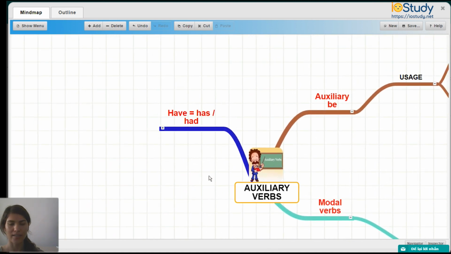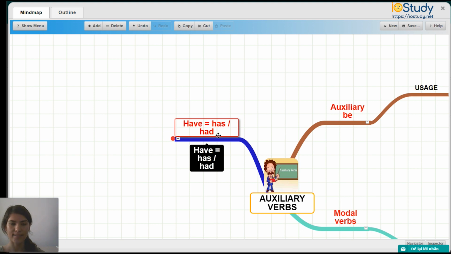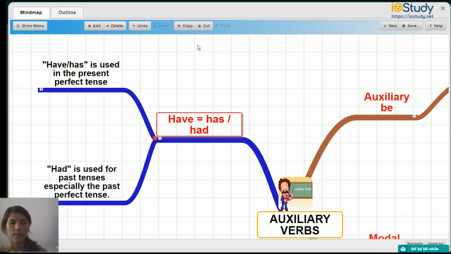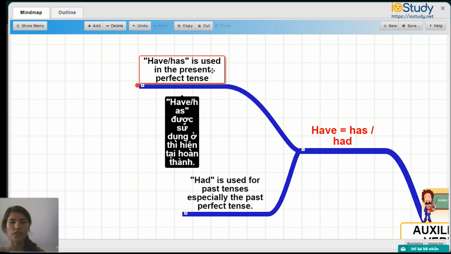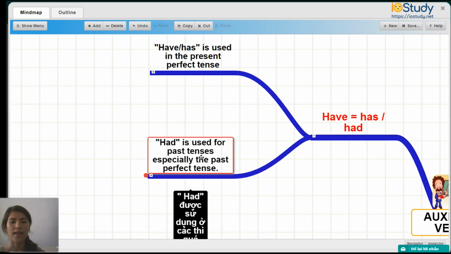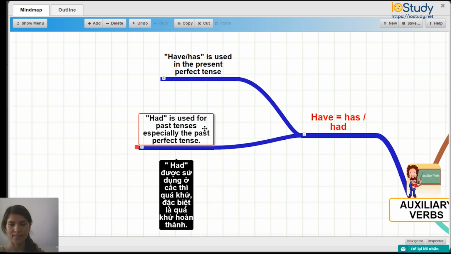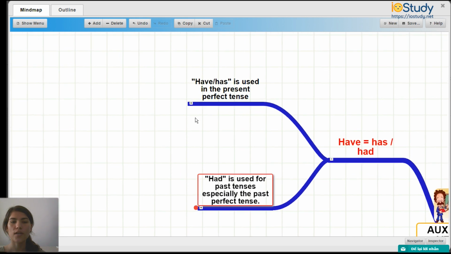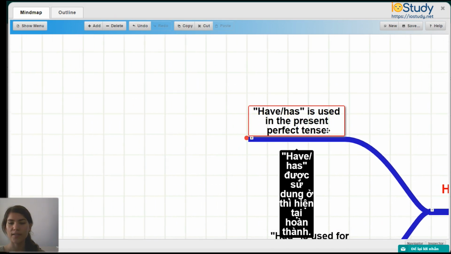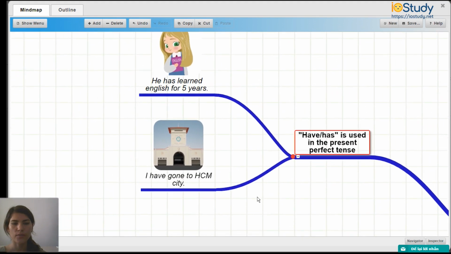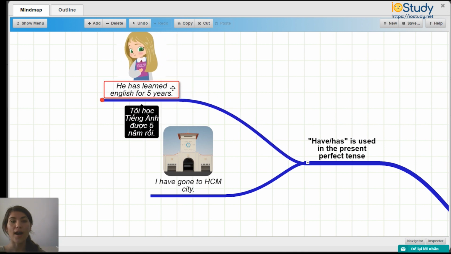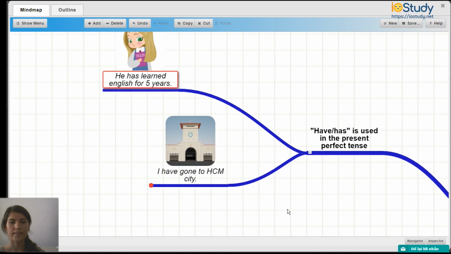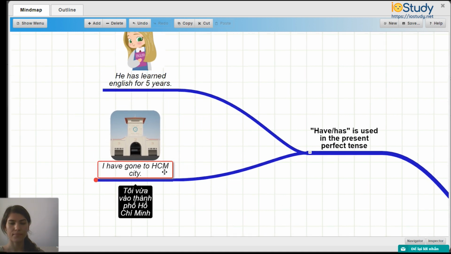So now let's go over to the other side, talking about have equals has and had. So have or has is used in the present perfect tense, and had is used for past tenses, especially the past perfect tense. So let's first talk about have or has being used in the present perfect tense. Here we have two examples. He has learned English for 5 years. And I have gone to Ho Chi Minh City. So as you can see in these sentences, we're using have and has to talk about the present perfect tense.